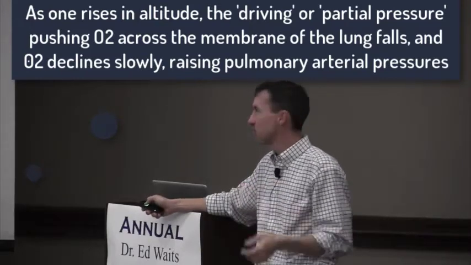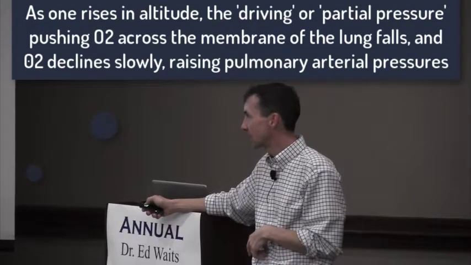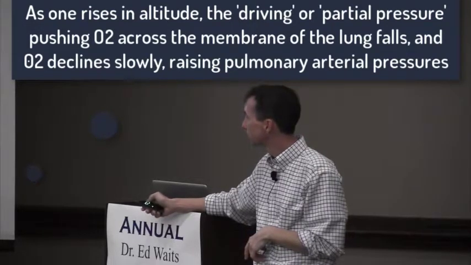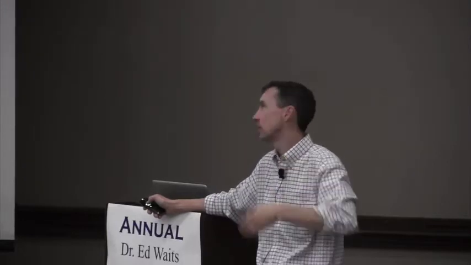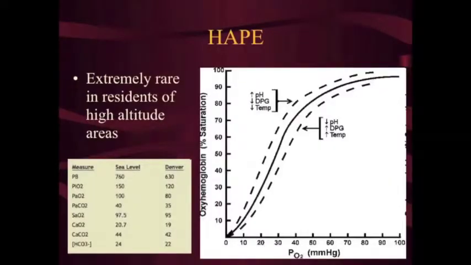So the average PaO2 is a little bit lower in Denver, 80 versus 100. Okay, but why do people who live not just in Denver but at higher altitudes, why is this rare for them to get? So this is your classic oxygen dissociation curve. The black line is normal here, the one in the center.